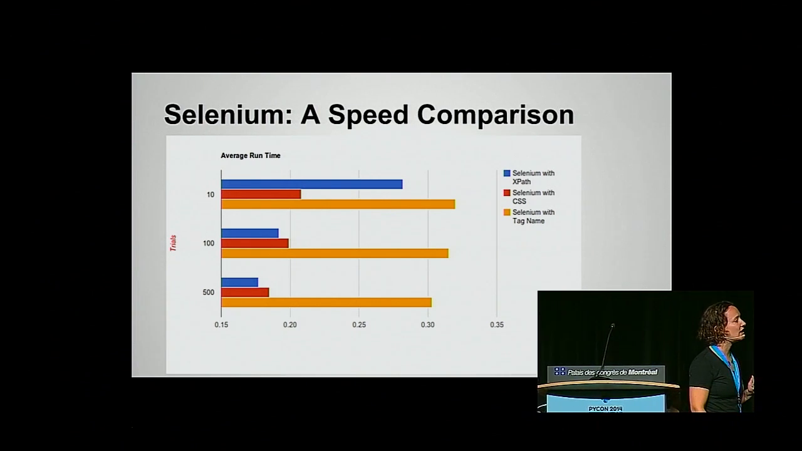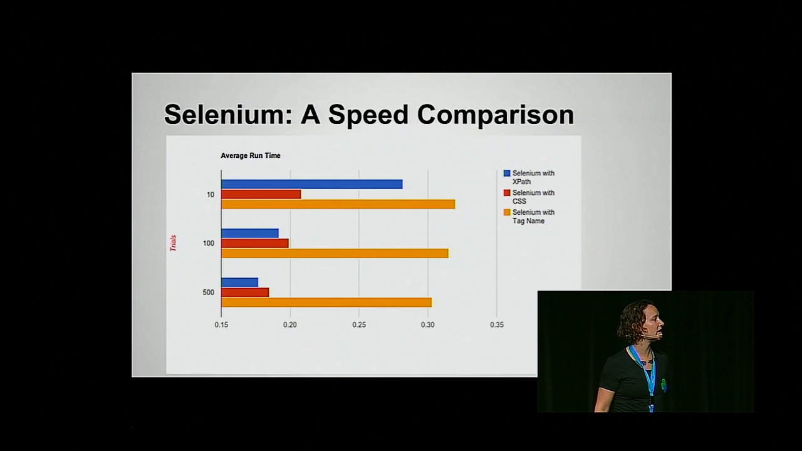And what I found is that, again, we're dealing with really hundredths of a second difference. I found that with the shorter runs, CSS sometimes beat XPath. This was one of the times that it did, so I wanted to show that.